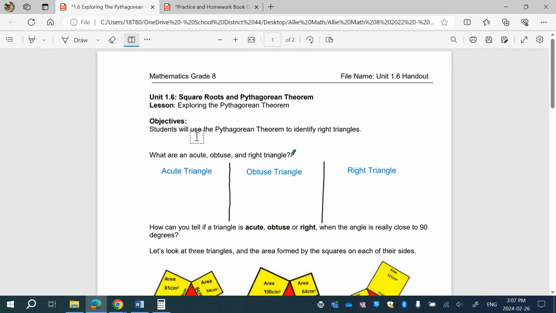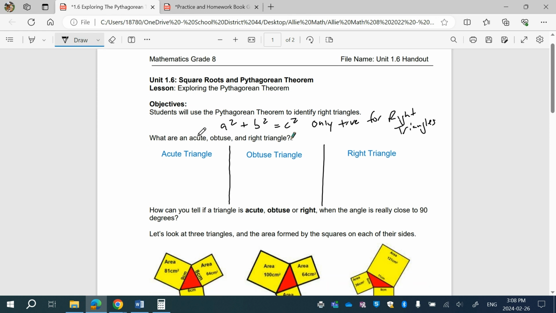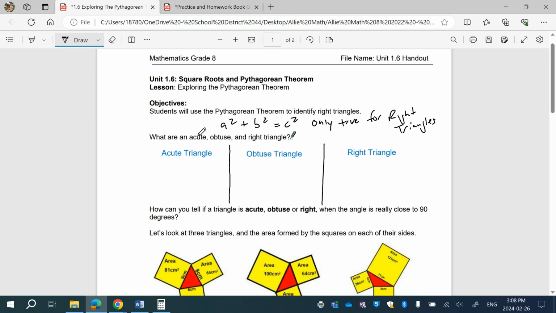So as you recall, the Pythagorean theorem proves that a squared plus b squared equals c squared. But this is only true for right triangles. So you can use this to prove that you have a right triangle. And if this is not true, then our triangle is not a right triangle. So we can use it to kind of prove in reverse as well.